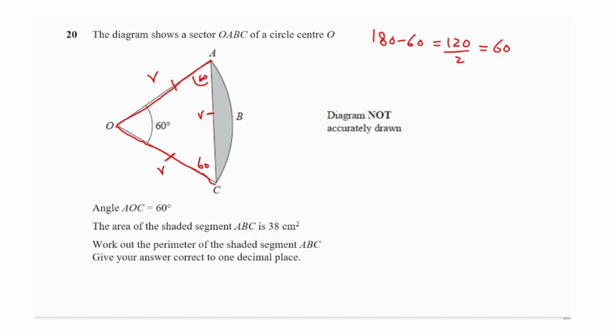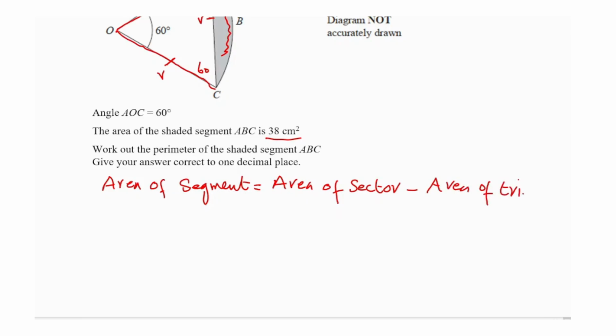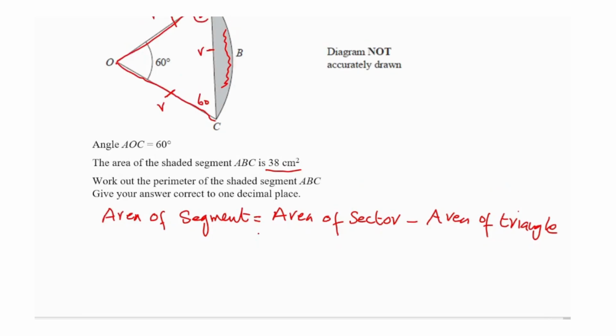Now we're going to look at the question. The question says the area of the shaded segment ABC, the shaded part, is 38 centimeters squared. How are we going to get the area of the segment? This is called a segment. So what's the formula for the area of a segment? Let's write it down here. Area of segment is equal to area of sector minus area of triangle. So this is the long formula.